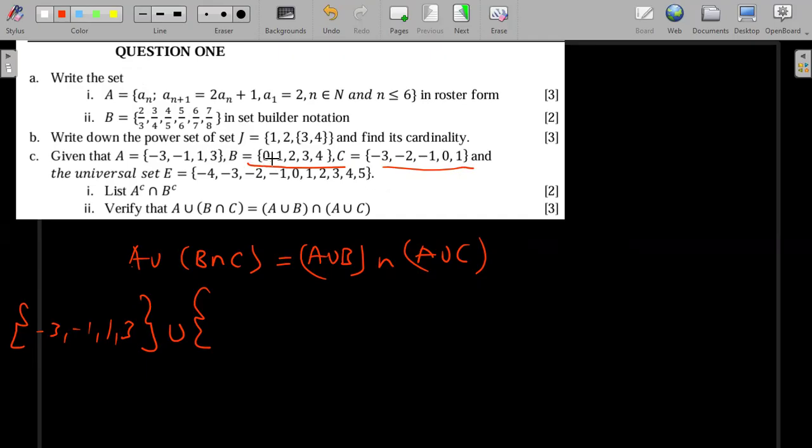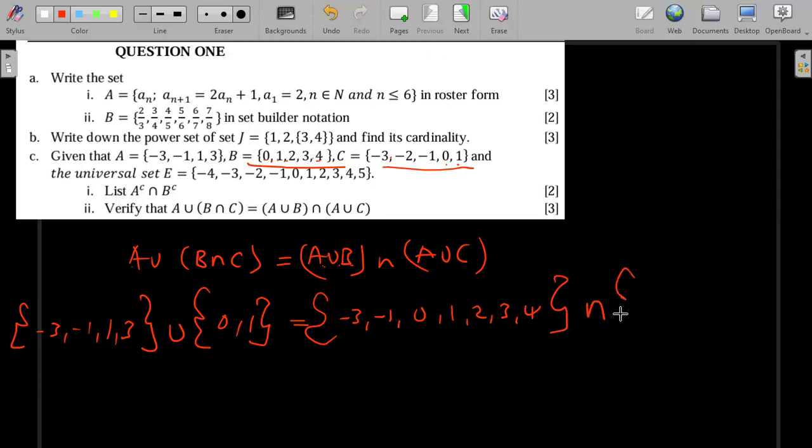I can see that 0 and 1 are the ones that are common, because we're getting the intersection of B and C. 0 is there, and 1 is there. So I'm going to write 0 and 1 here, is equal to, and then here, let's list A union B. A union B is -3, -1, 0, 1, 2, 3, and then 4. This is my A union B.